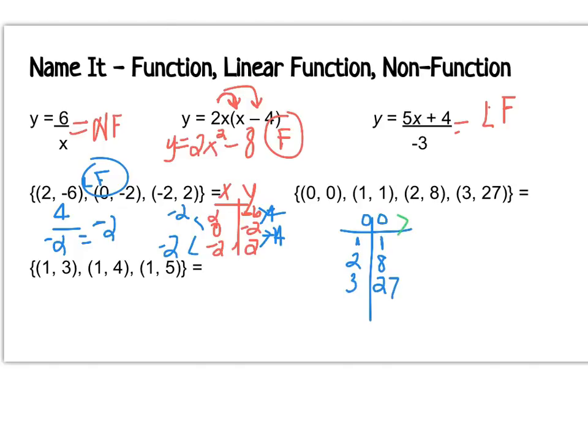When I look at my next one, to get from 0 to 1, that's an increase of 1 on both sides. So 1 divided by 1 is 1. To go from 1 to 8 is an increase of 7. 1 to 2 is an increase of 1. So 7 over 1 equals 7. That is not a linear function, but it is a function.